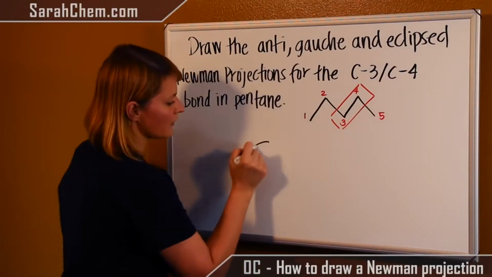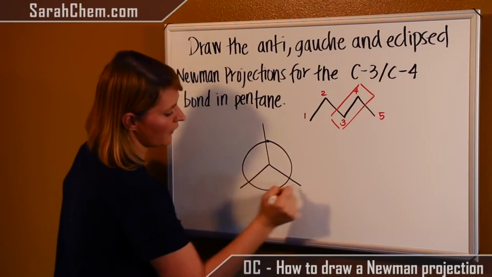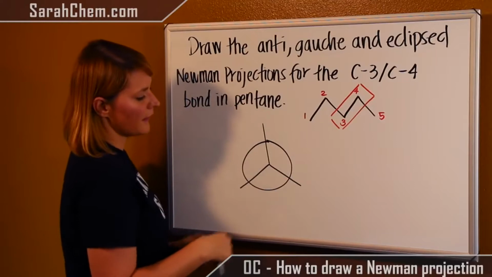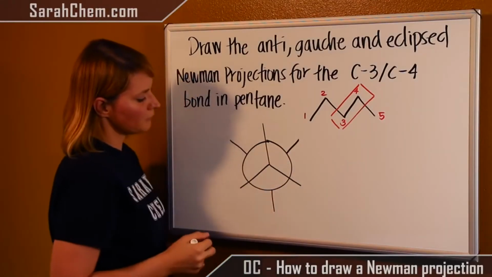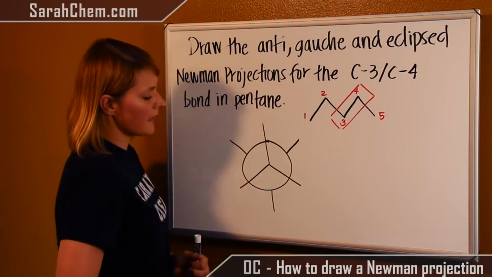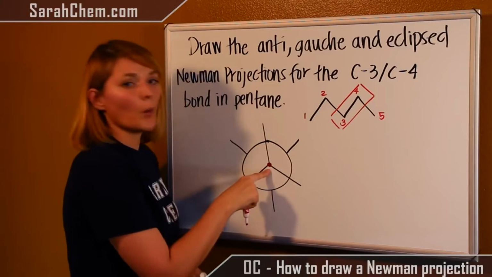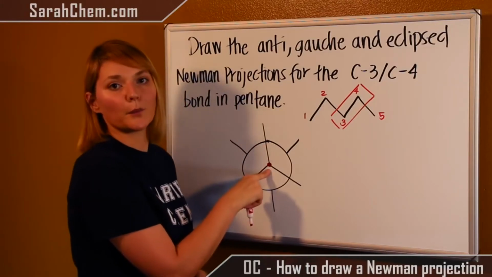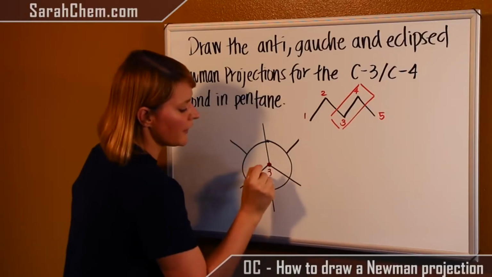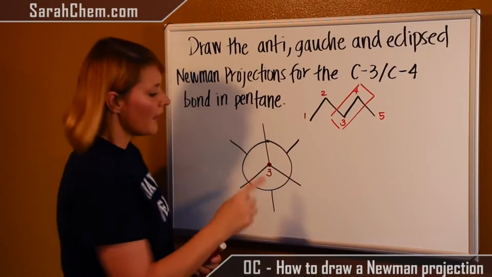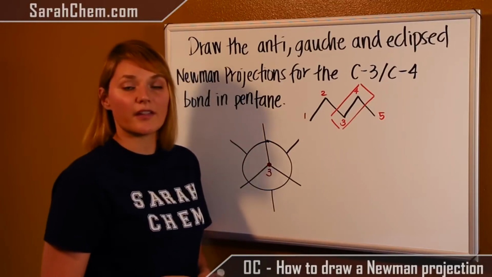So what we do is draw a circle, and then we draw a line that segments into 3 separate areas, and then directly behind it we're going to draw 3 more line segments. So what this represents is, at this point right here, this is always the first carbon in the bond that we're looking at. So because we're looking at C3 and C4, this here would be the 3rd carbon. These lines here represent the various substituents that are attached to that carbon.